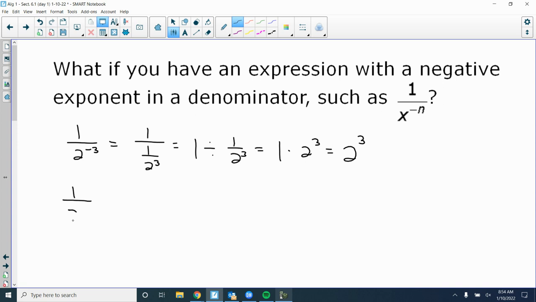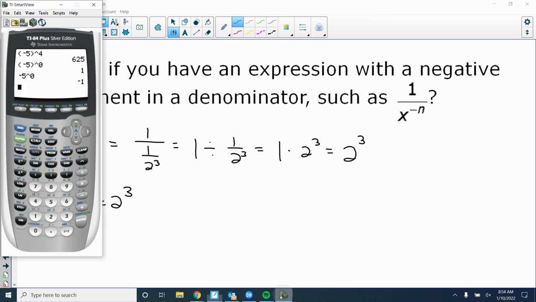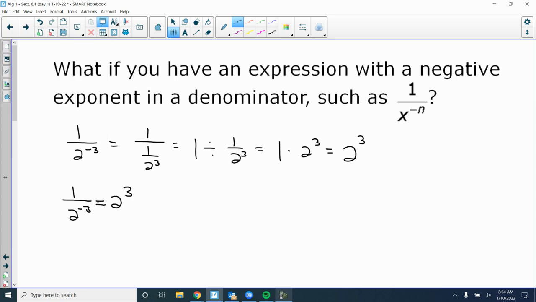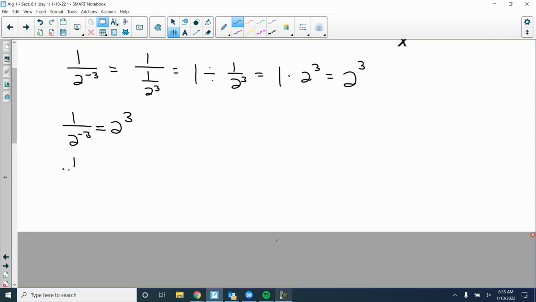So if the negative number is in the denominator, really you can just move it up above and make it positive. So you can make it 2 to the third in the top. So we know 2 to the third is already what? What is 2 to the third? Zach, you did it earlier. 8. So if I type in my calculator 1 divided by 2 to the negative third, it will give me 8 back. It's the same as 2 to the third. So think about this. 1 over 3 to the negative second. What do you think that's the same as?